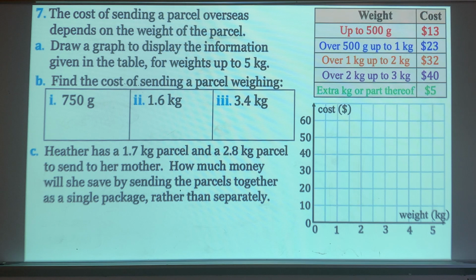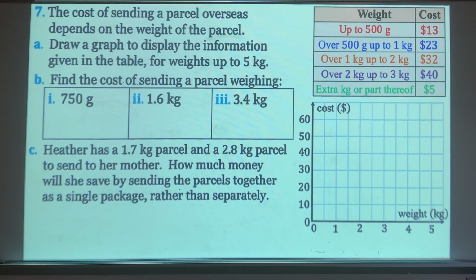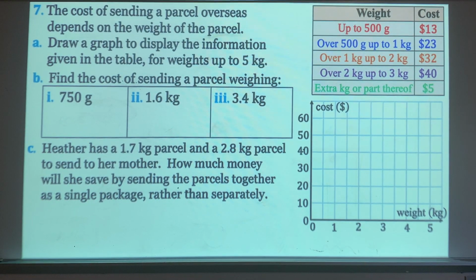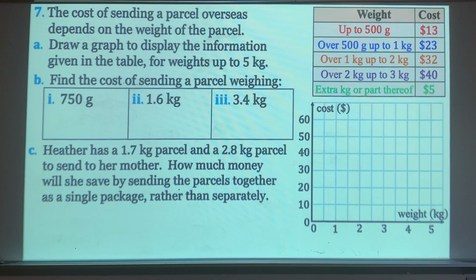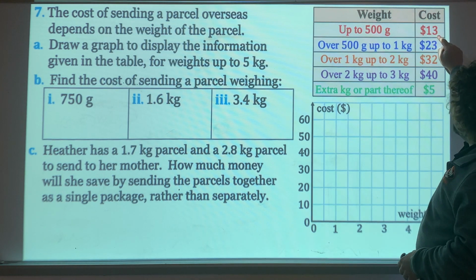All right, problem number 7. The way this one works, the cost of sending a parcel overseas depends on the weight of the parcel. Draw a graph to display the information given the table and the weight up to 5 kilograms. All right, so what you're doing here is you are going to continue on with your answer. Now the way this works is very simple. We're going to draw the graph. Now the way to draw the graph is up to 500 grams, it costs $13.